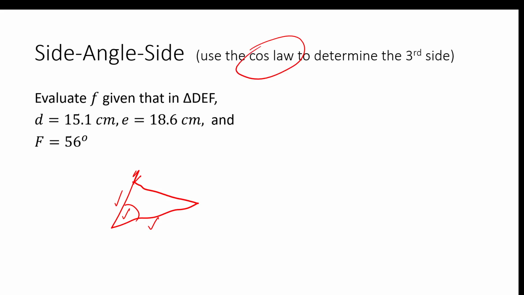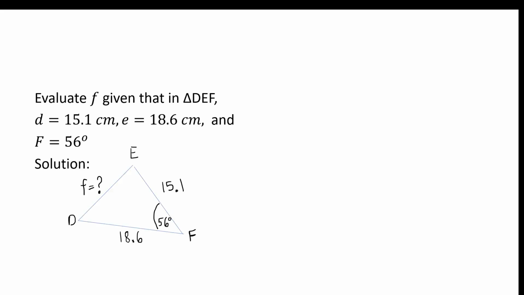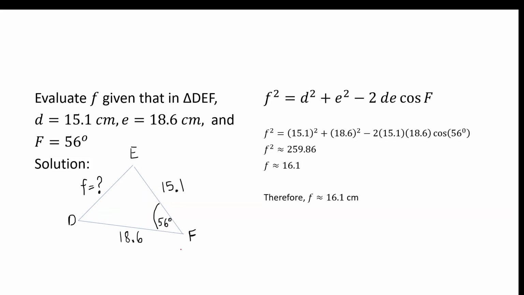So for instance, for the question given here, we draw a triangle DEF, and we see that side length e is always across from angle E, and side length d is always across from angle D. And so we know both of those side lengths, and we know the angle in between them. So we use the cosine law. We say f squared equals d squared plus e squared minus 2de cos F. And we simply sub in the values.